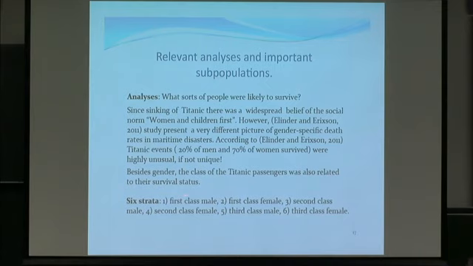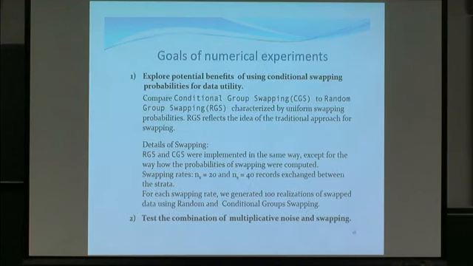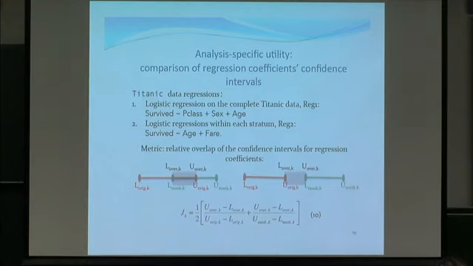So basically, based on these considerations, I decided to divide the data set into 6 strata: first class male, first class female, second class male, second class female, and so on. The goals of the numerical experiments were to see what the potential benefits of using conditional swapping probabilities are for data utility, and to test the combination of multiplicative noise and swapping. How well does it work?